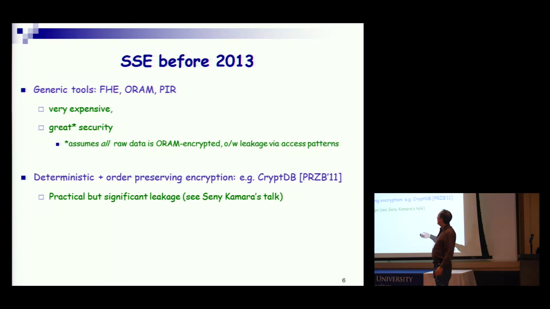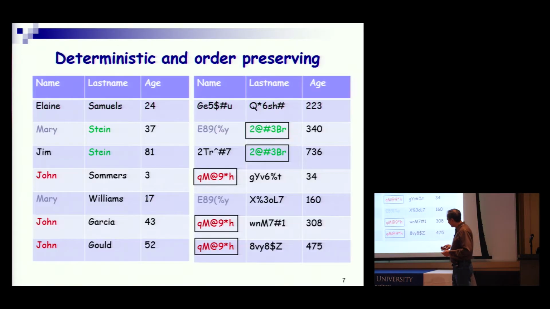And then you have another option, that was being done before 2013, which is to use deterministic and order-preserving encryption. The CryptDB system is maybe the most famous of the systems that use this approach, which is actually a quite practical system, but also has very significant leakage. And we will have a talk by Seny Kamara in the afternoon about this topic.